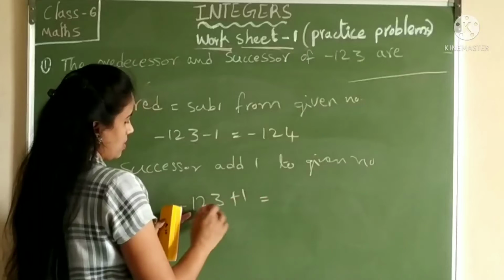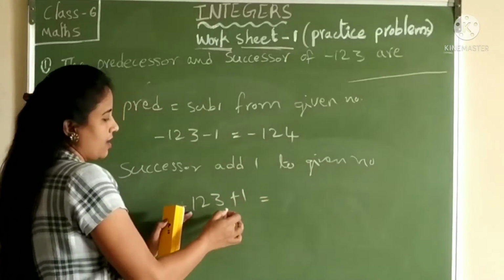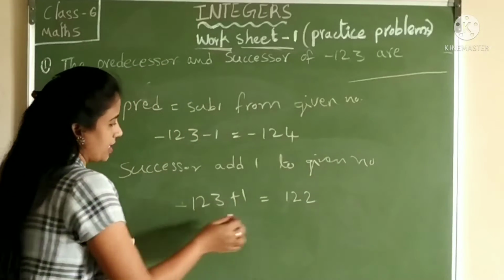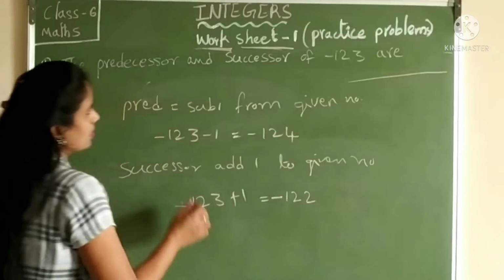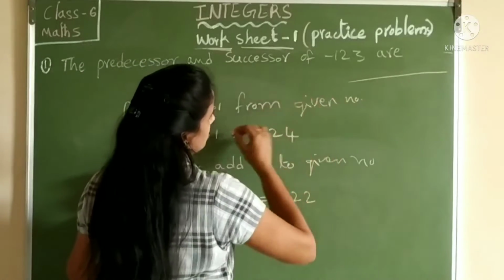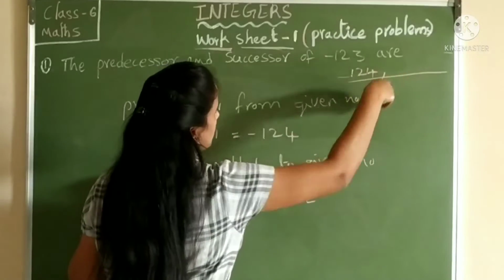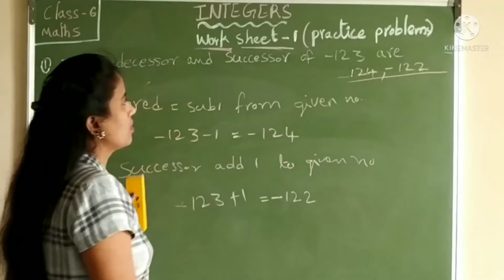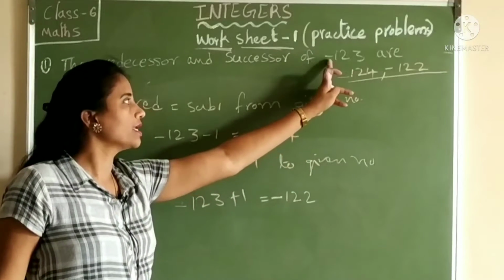Minus 123. So 123 is the bigger number. 123 minus 1 is 122. Which symbol has the bigger number? Minus. So minus 122. So the predecessor and successor of minus 123 are minus 124 comma minus 122.